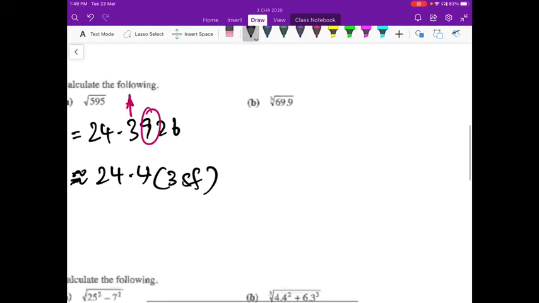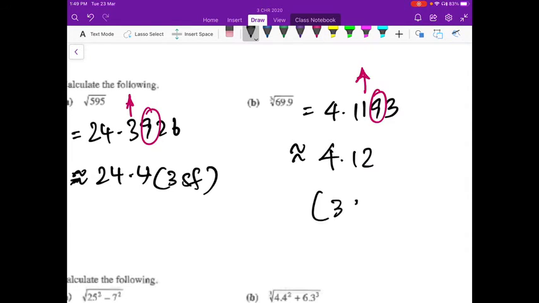Next. Cube root of 69.9. 4.1193. Round it off to 3SF. 1, 2, 3, 4. Right?